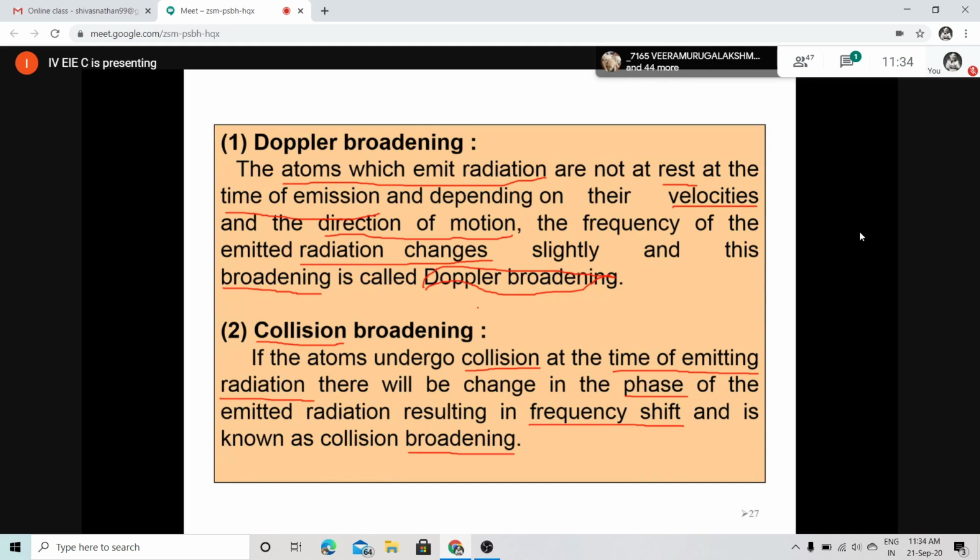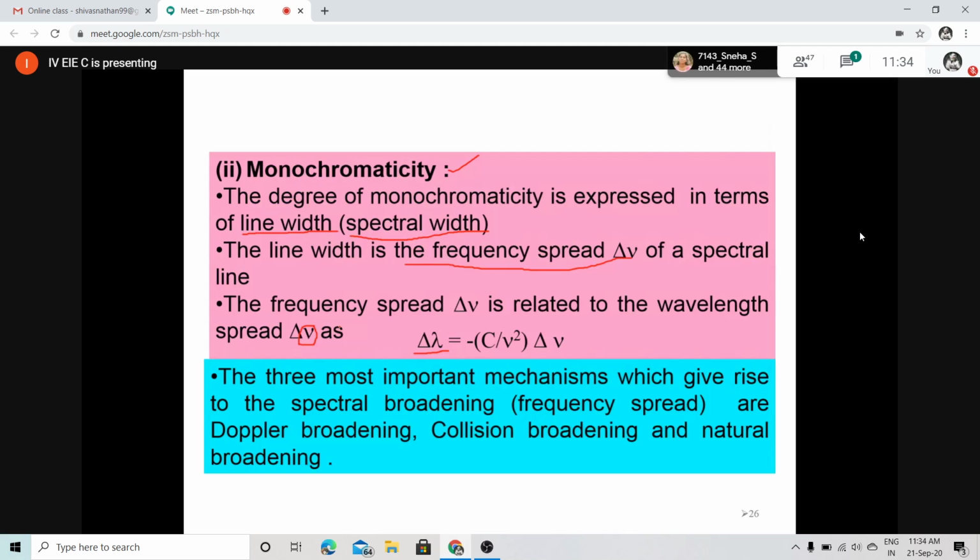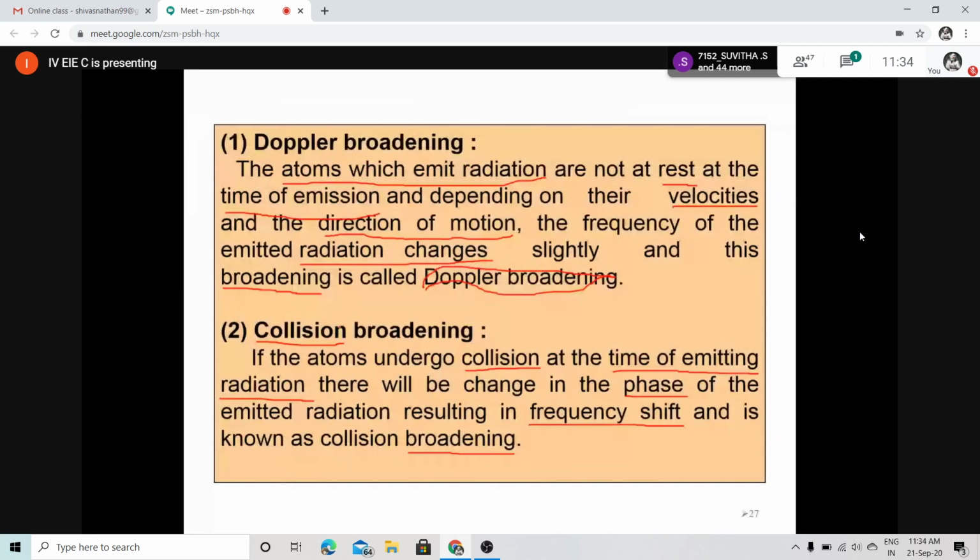So we have seen two broadenings that may affect my monochromaticity. If my frequency pattern changes, it will also affect my wavelength. Clear? So that is what you need to understand. My change in frequency will cause what? Change in wavelength. So here in Doppler broadening, if the atoms which emit radiation at rest move with certain velocities and different directions of motion, we find broadening to occur. We call that Doppler broadening.